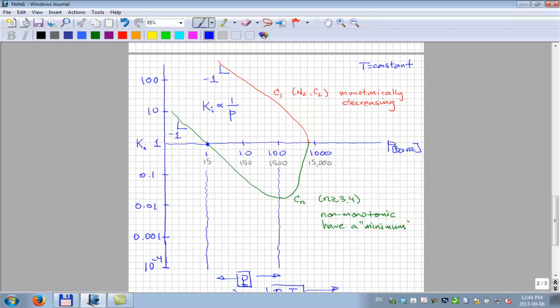So this crosses the 1 line here at the vapor pressure of that particular component at that particular temperature. Okay? So if the temperature you're looking at is 200 degrees Fahrenheit, for example, and this crosses at about 1 atmosphere, right?